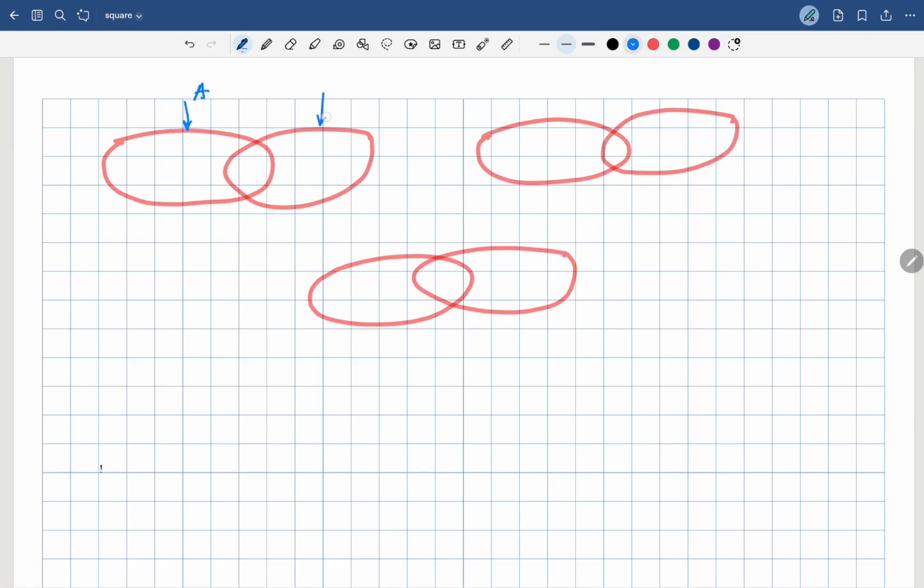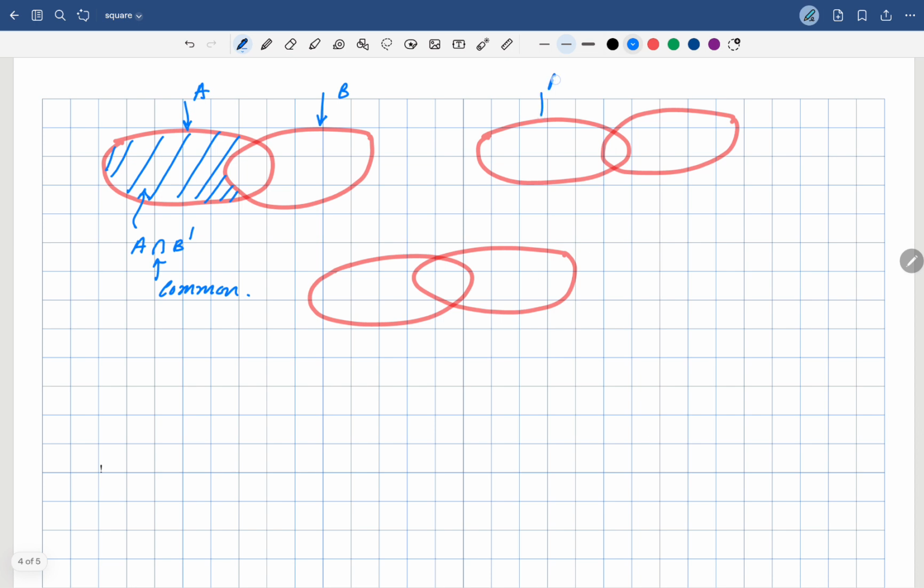Suppose this is A and suppose this is B. Let's try to understand how you catch this area. This area you can catch through A intersection B prime. Intersection means common, which I will teach you in a minute.